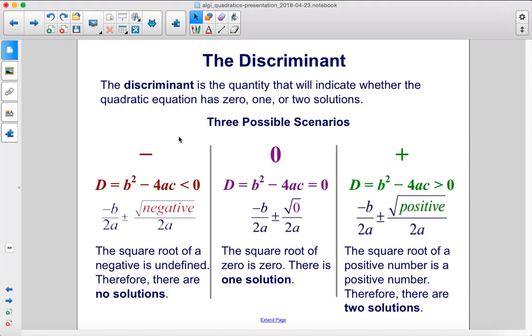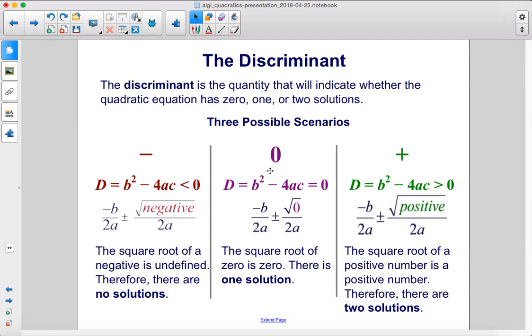The discriminant is the quantity that will indicate whether the quadratic equation has 0, 1, or 2 solutions. There are 3 possible scenarios. If the discriminant comes out negative, so b squared minus 4ac is less than 0, then this portion under the radical is a negative number, which means that the square root is undefined and there are no solutions. So if this is negative, that means there are no solutions.